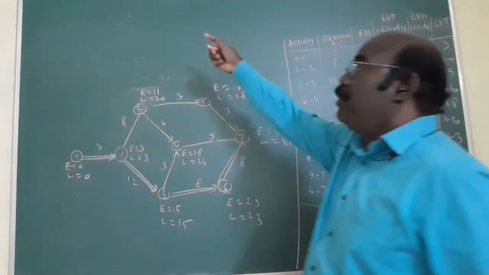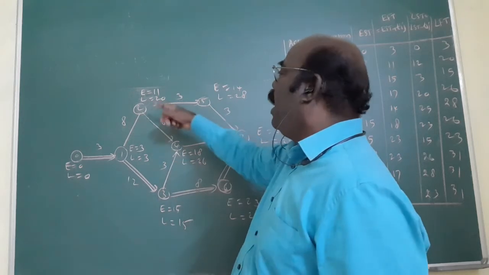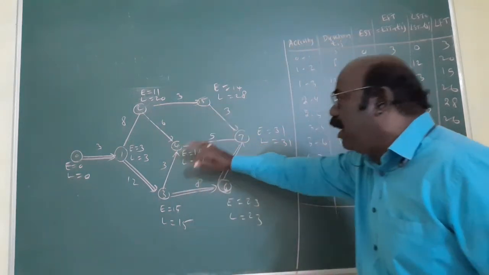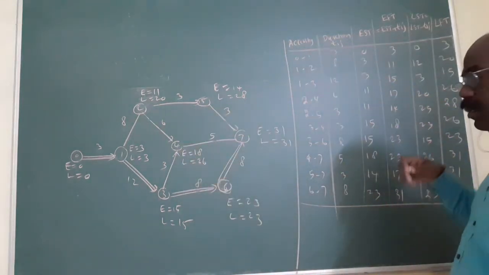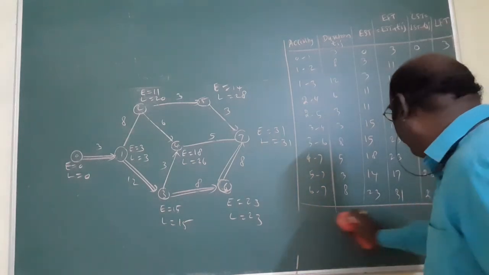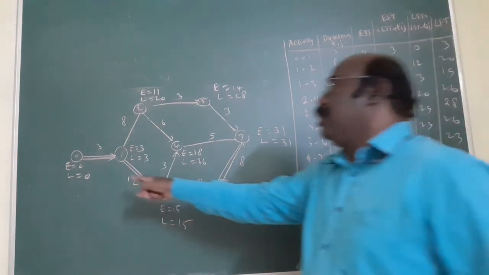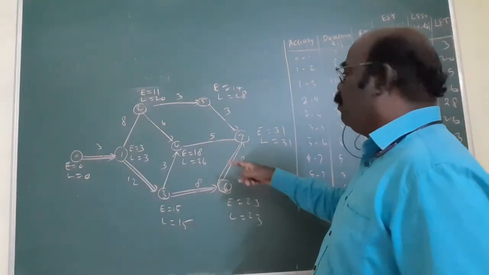First, from the condition, draw the diagram. From the diagram, you will find the E value and L value. From the diagram, you will come to the table. Now, what is being asked? The critical path is asked. After the diagram and the table, you will write the answer. What I told you, double line, no? Double line. This is the maximum.